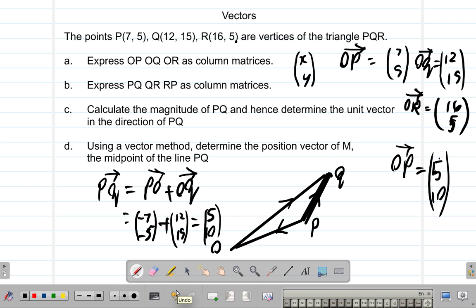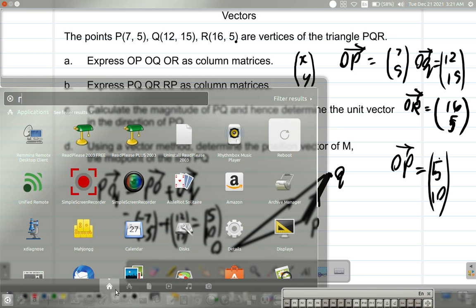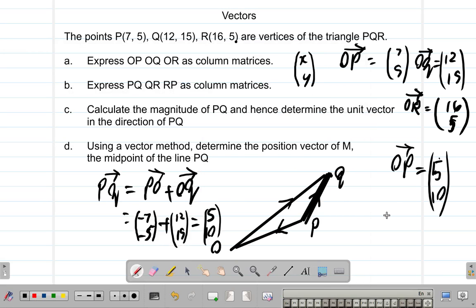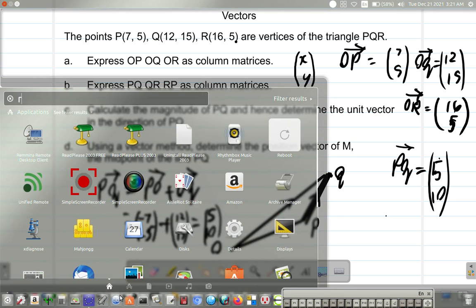Now let's go back to our graph plotter. You see, if you're going, oh my, it's PQ. I made a mistake here. I'm putting OP, it's not OP, it's PQ. PQ is equal to 5, 10. Alright, back to our graph plotter now.